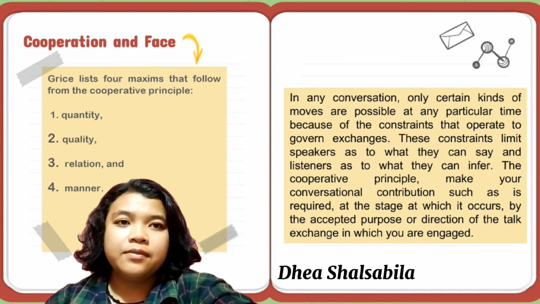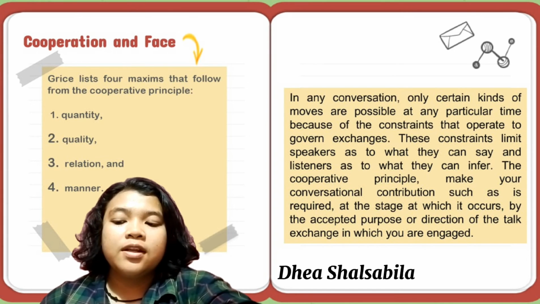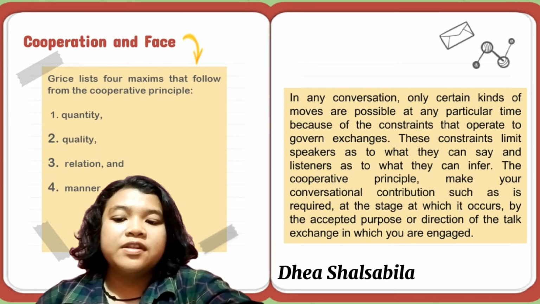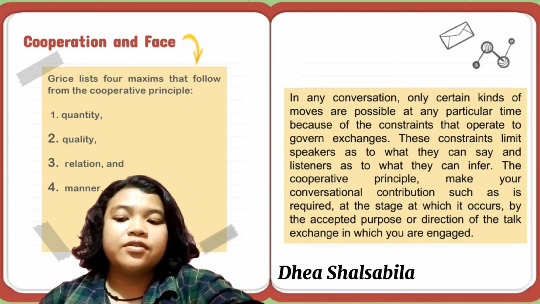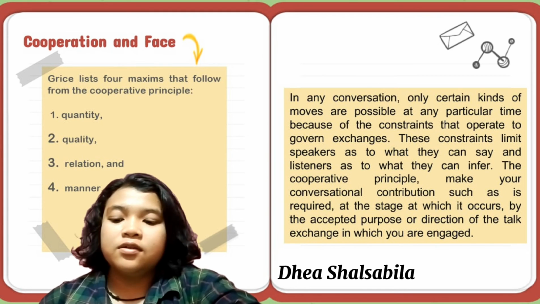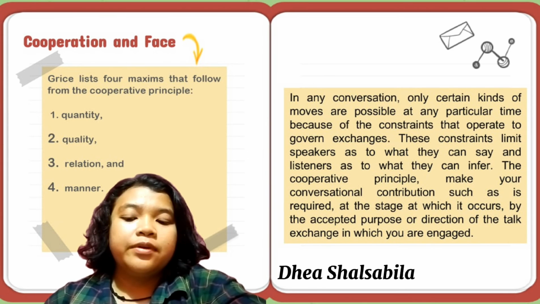Grice lists four maxims that follow from the cooperative principle: one, quantity, two, quality, three, relation, and four, manner. In any conversation, only certain kinds of moves are possible at any particular time, because of the constraints that operate to govern exchange. This constraint limits speakers as to what they can say, and listeners as to what they can infer.